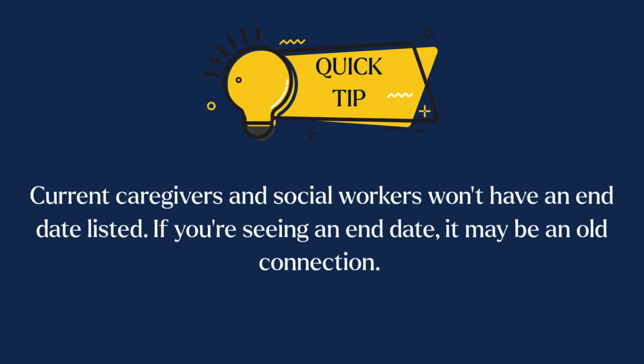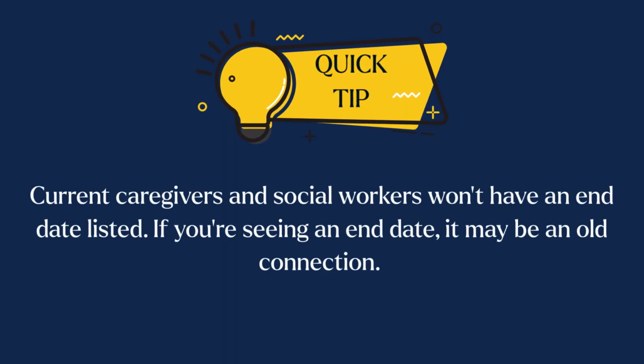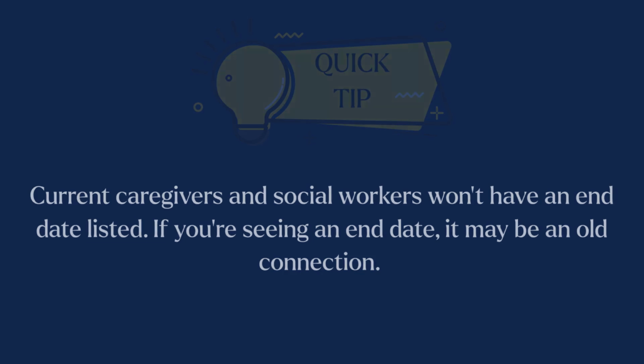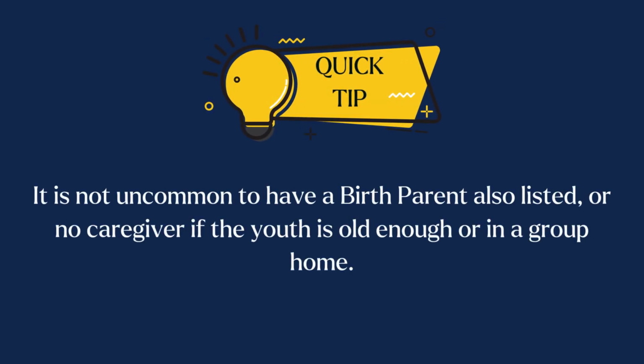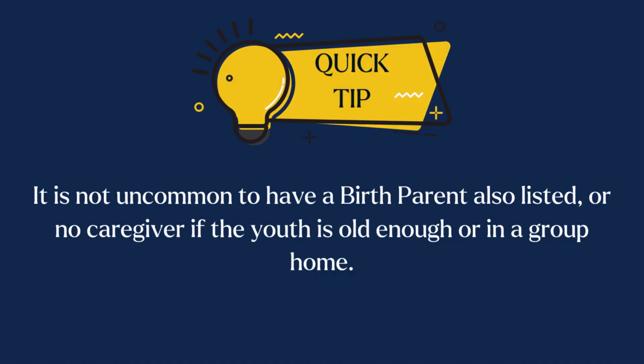Quick tip: current caregivers and social workers won't have an end date listed. If you're seeing an end date, it may be an old connection. It is also not uncommon to have a birth parent also listed, or no caregiver if the youth is old enough or in a group home.